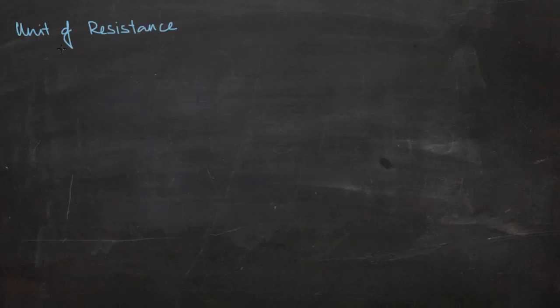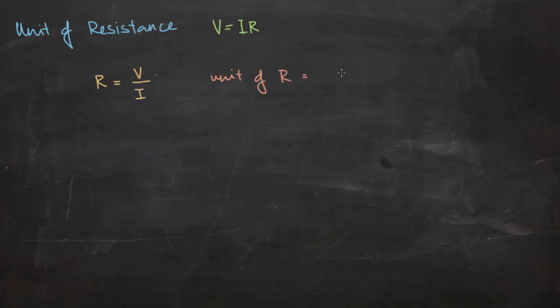Let us now have a look at the unit of resistance. We have seen from Ohm's law, the equation can be written as V is equal to IR. The resistance R can be isolated onto the left hand side and written as the ratio of the potential difference to the current in the circuit. The unit of R is nothing but the ratio of the unit of potential difference V divided by the unit of current I.